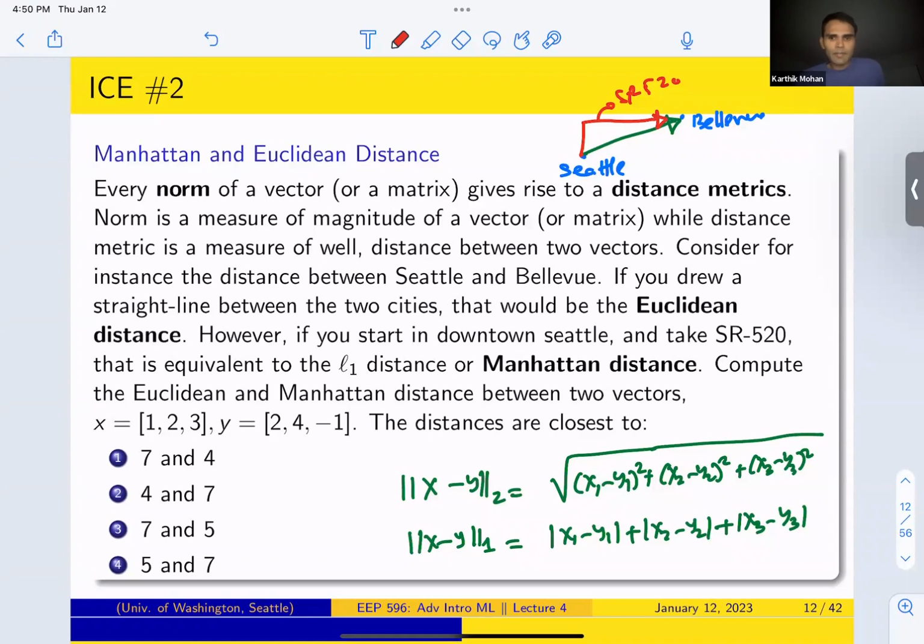The L2 distance, it turns out, is square root of 21, which is closer to 5. So it's somewhere between 4 and 5, but closer to 5. So the fourth option is the right answer. Okay. Any questions on this?